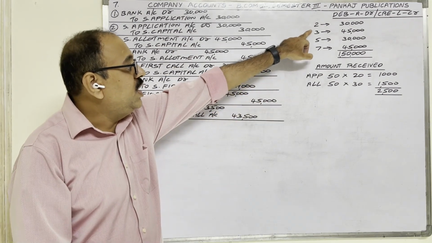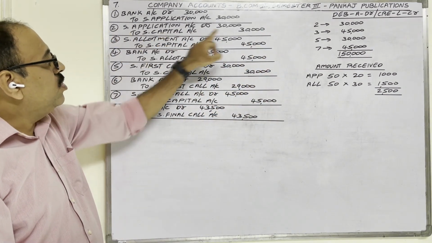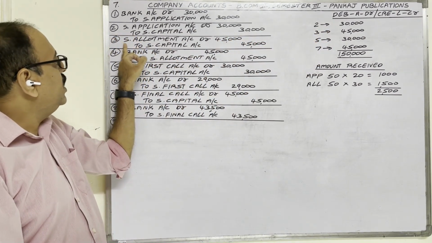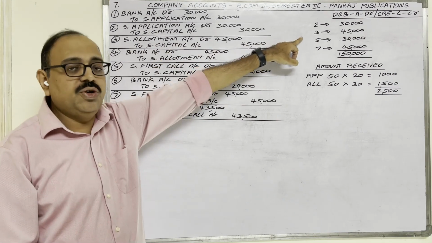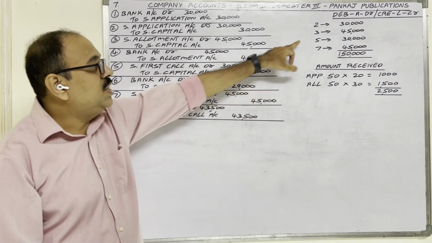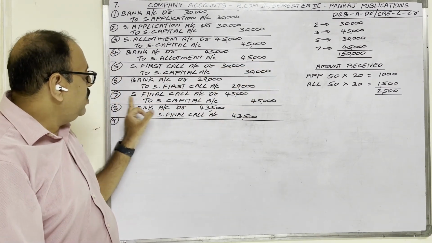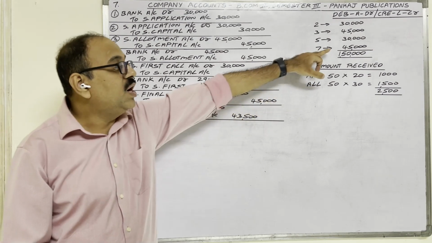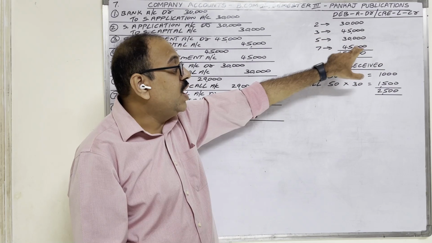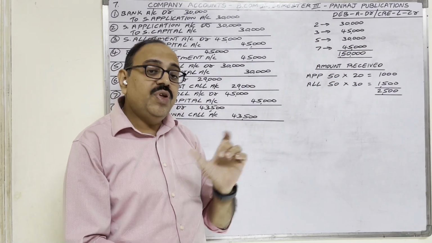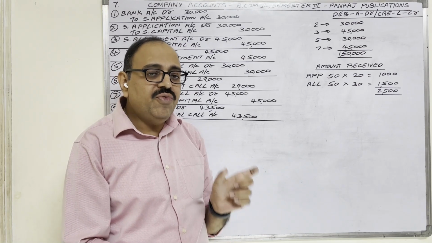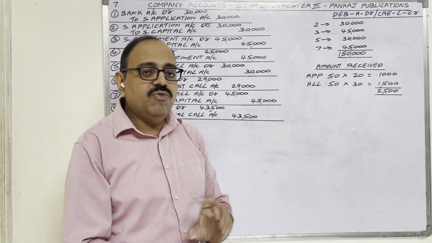In second entry, we credited capital account with 30,000 rupees. In third entry, we credited capital account with 45,000 rupees. In fifth entry, we credited capital account with 30,000 rupees. In seventh entry, we credited capital account with 45,000 rupees. Finally, we have credited capital account with 1,50,000 rupees on 1,500 shares. Now 50 shares are cancelled now. Therefore, 50 shares related capital we should cancel.